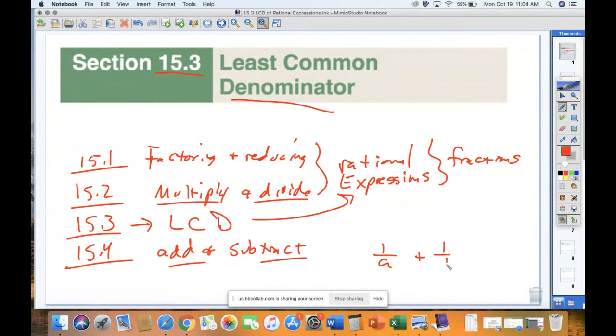Take 1 over a plus 1 over b. Previously, we said ab is our key. We took a times b. We're going to do something similar here. Also, we know that we find that common denominator, but we also rewrite the numerator of each fraction. And that's what we're going to do today.